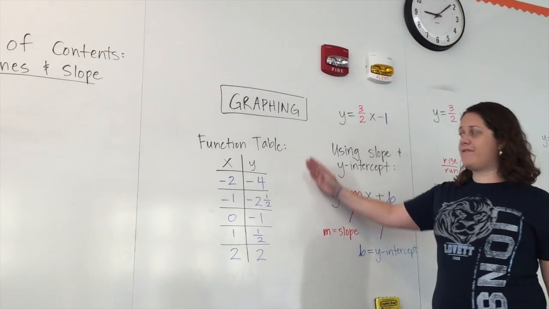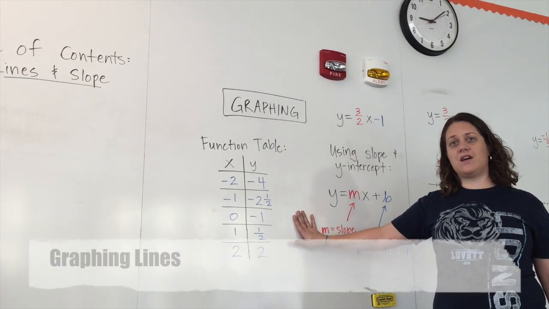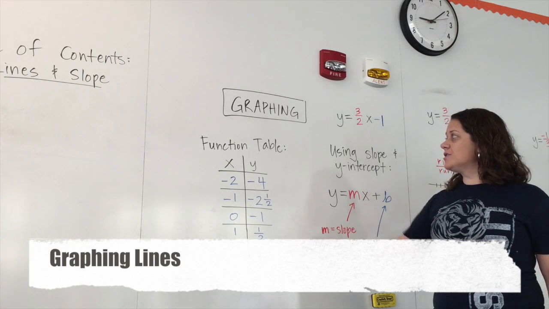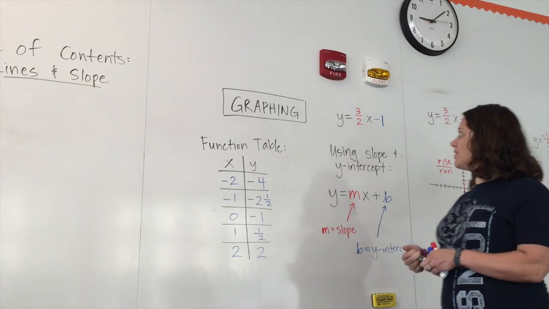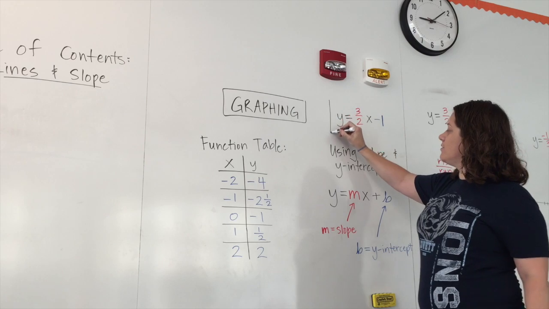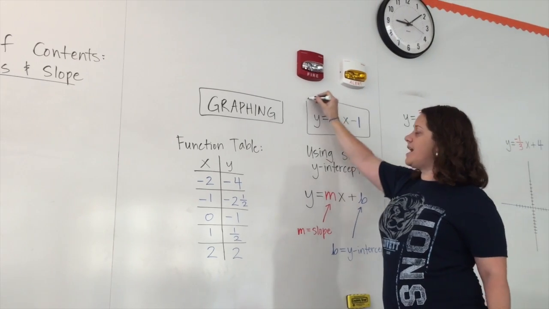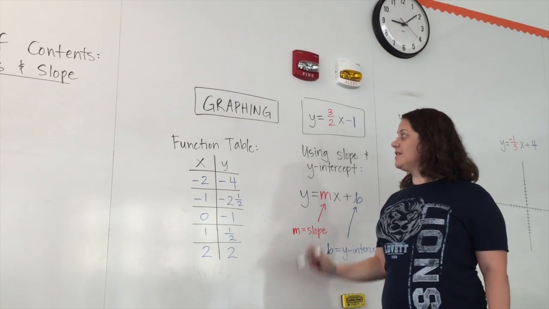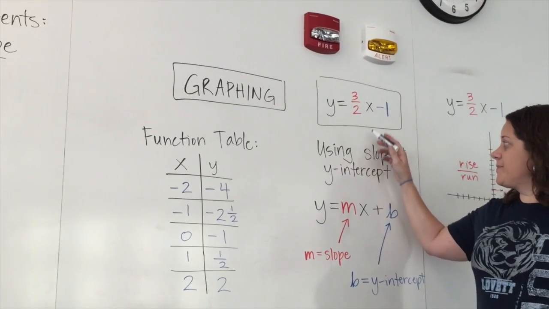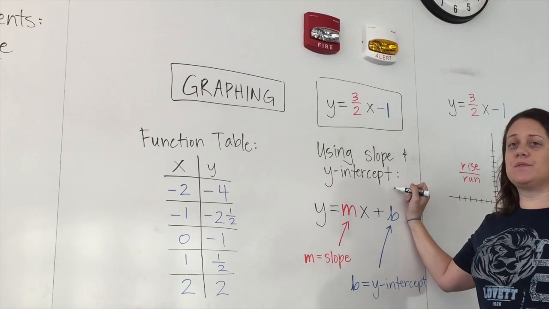Okay, so graphing. Unit 2 has all to do with graphing. First of all, if you had an equation, go ahead and write this equation in your notebook: y = 3/2 x - 1. That's our equation here, and we're going to use the slope and y-intercept to graph.